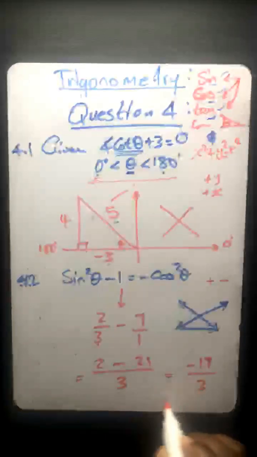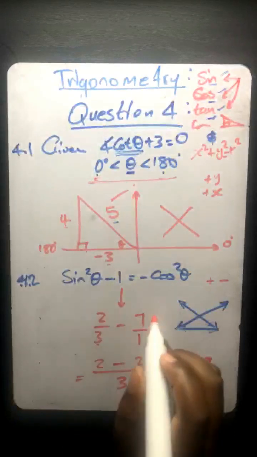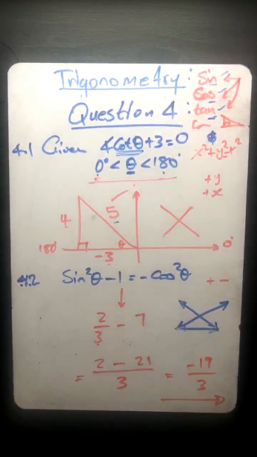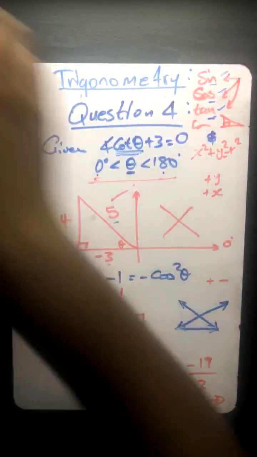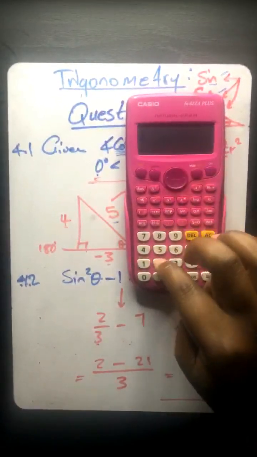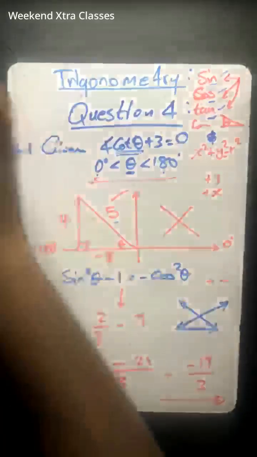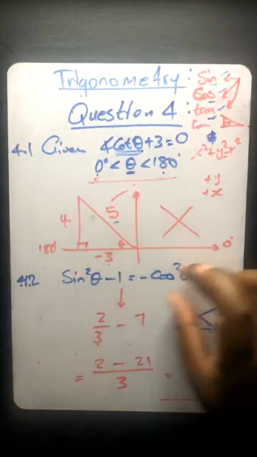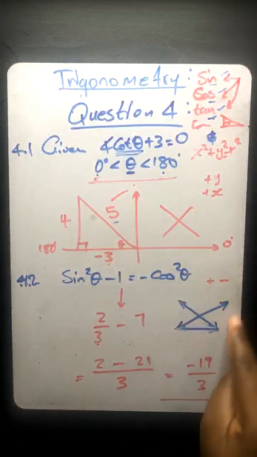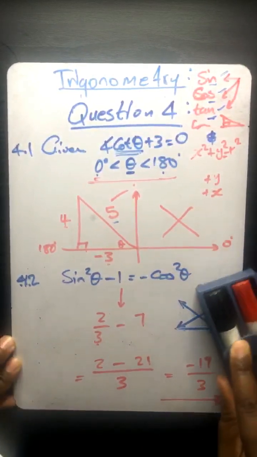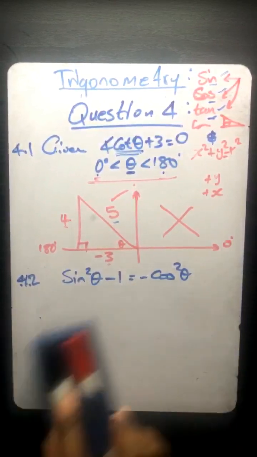So the whole of this, 2 over 3 minus 7, is negative 19 over 3. Let's punch it and check. 2 over 3 minus 7. Yes, negative 19 over 3. The reason why most of you struggle with the ratios is because of not knowing this. But I'm telling you, now that you know, you will see that it's very easy to apply in any type of question.